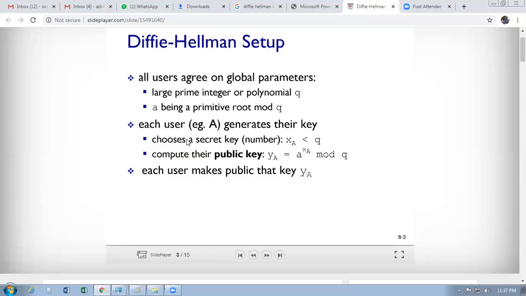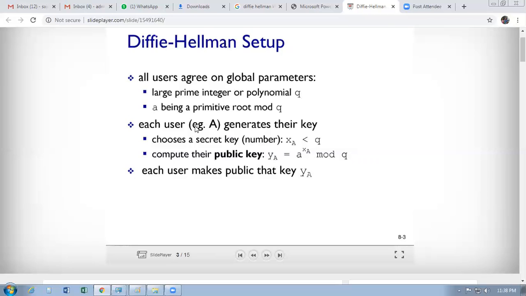A can choose a secret key. He can choose any number as a secret key, but the condition is it should be less than Q. Using this secret key XA, he can calculate his public key YA. The formula is YA equal to A power XA modulus Q. Since it is a public key, we can give it to all the other persons. That is, this YA is shared with the other person B.